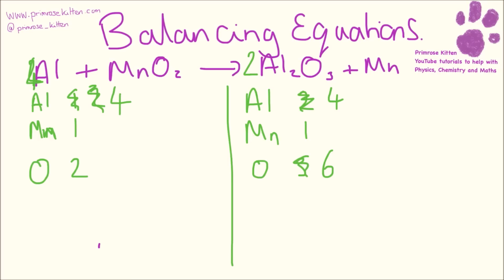Then I need to get some more oxygen, so let's get rid of that, let's pop a 3 in front of there. I have 3 of those, I have 6 of those, let's pop a 3 in front of there. And I have 3 of those.